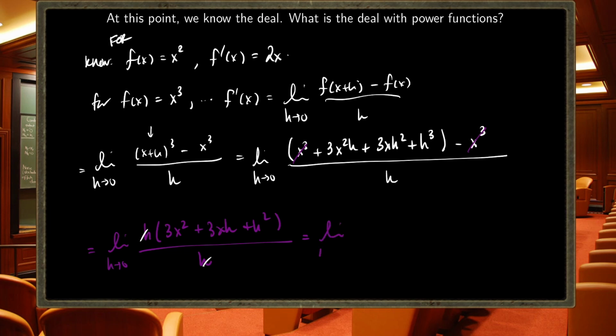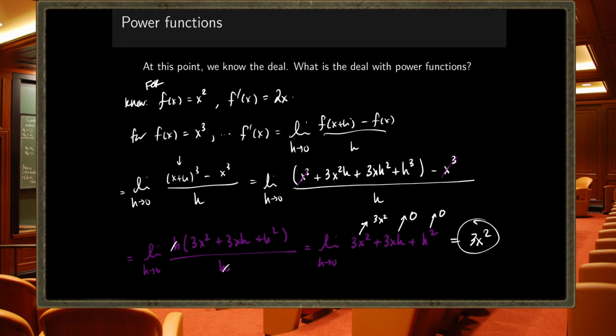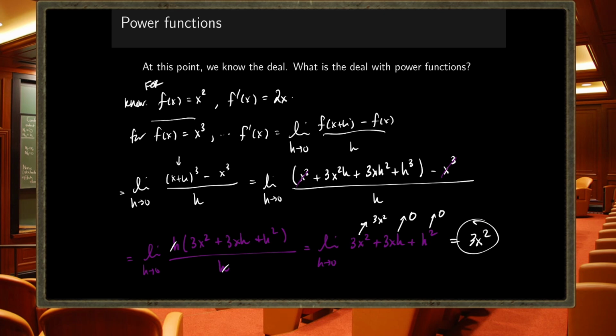So now this is the limit as h goes to 0, and we've simplified this problem greatly, in that we know that this term's going to 0, this term's going to 0, and this term's going to 3x squared. It's staying put. So what did we just find? Well, starting with f of x is x cubed, we know that f prime of x is equal to 3x squared.